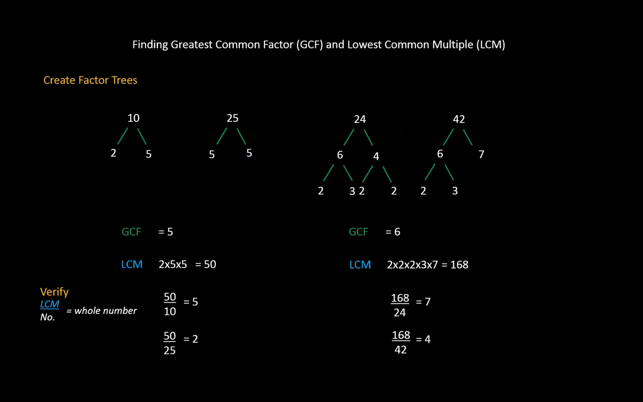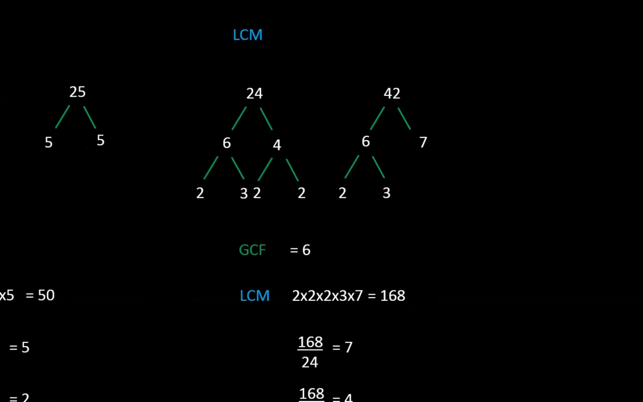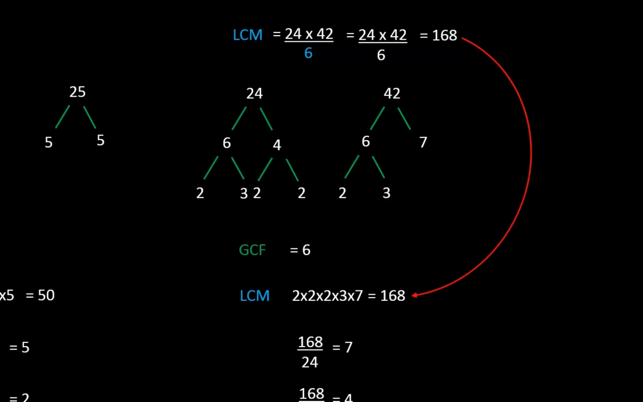Now, for a neat shortcut to find the lowest common multiple, I'm going back to this previous slide to use these numbers. What you do is multiply the numbers together and then divide by the greatest common factor, which is usually easier to determine. 24 times 42 divided by the greatest common factor of 6 gives 168, which agrees with this.